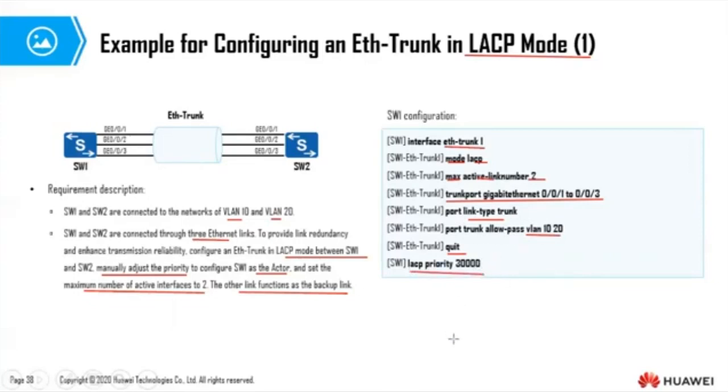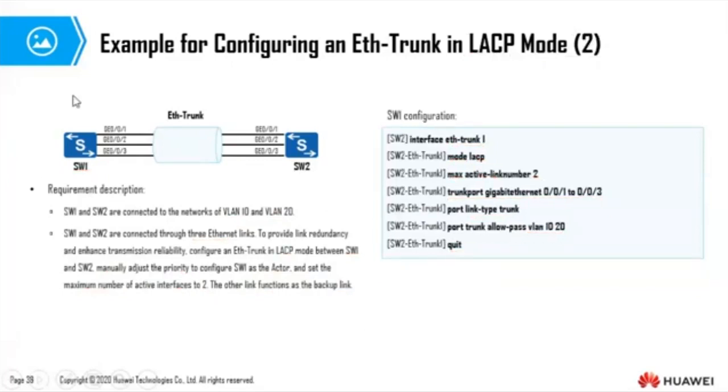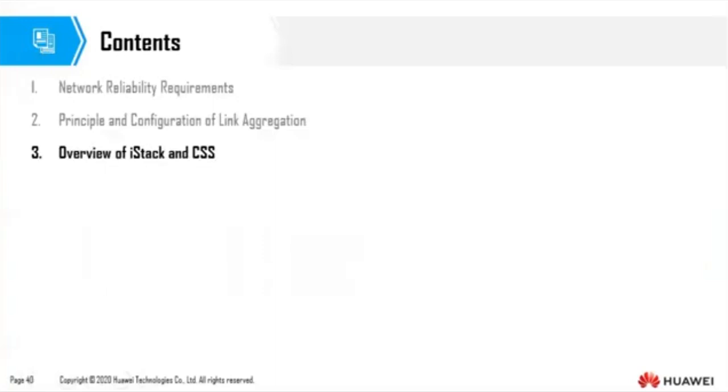It can be any integer. So we are configuring that to 30,000, which is lower than the default 32,768. So definitely switch 1 will be elected as the actor. So that's how you do that. You're going to do it in the lab just now. You do the same on switch 2.